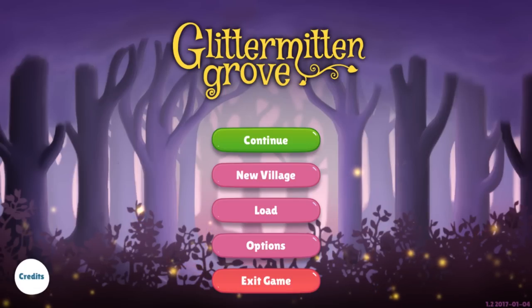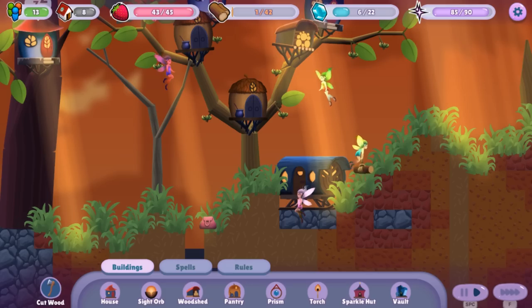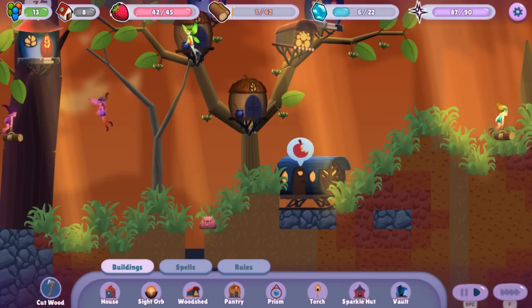Craig had wanted to make this game about fairies building tree houses in the forest. And we ended up pitching together this pair of games to Adult Swim, who already wanted to work with me.